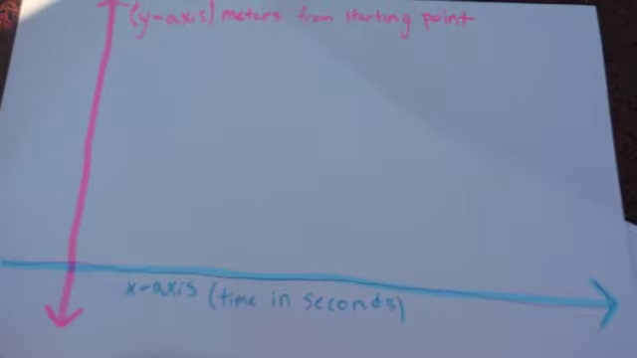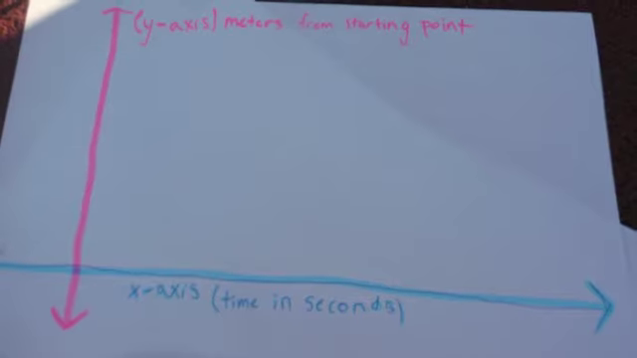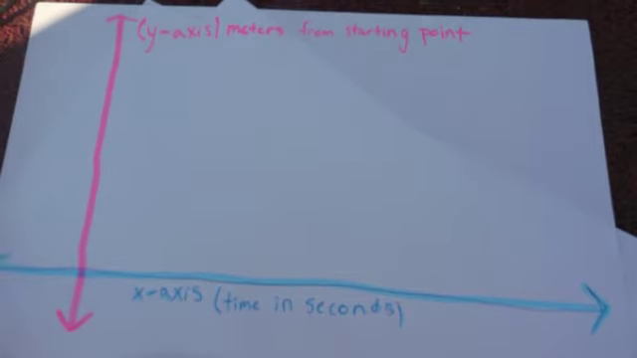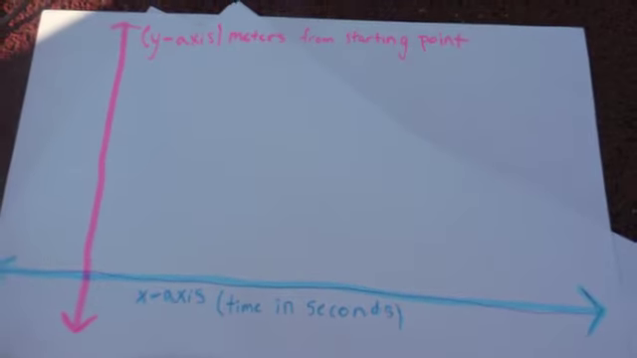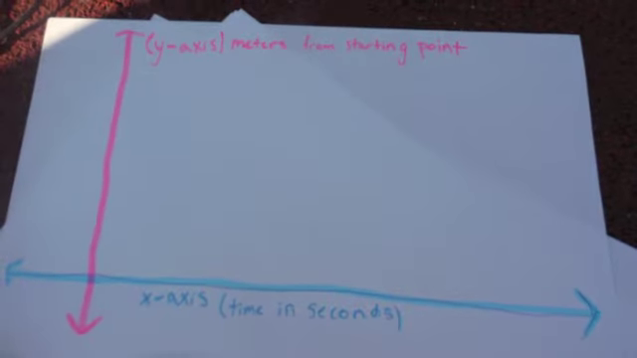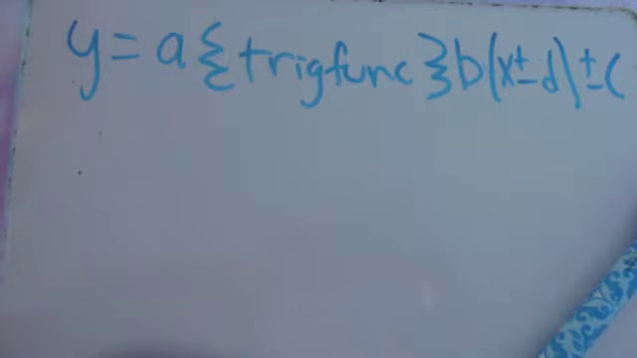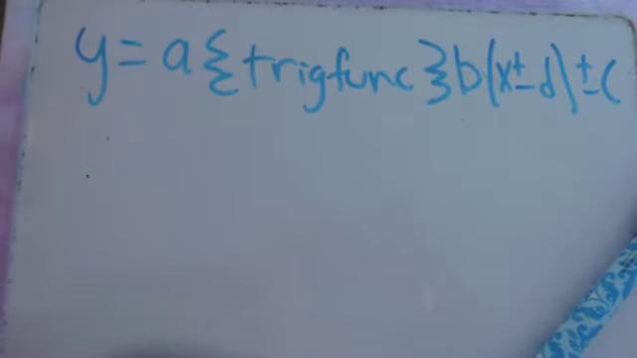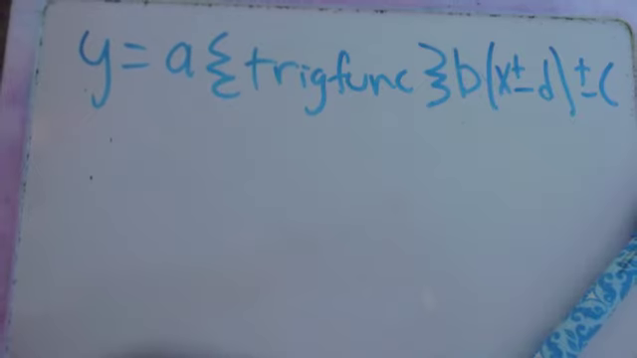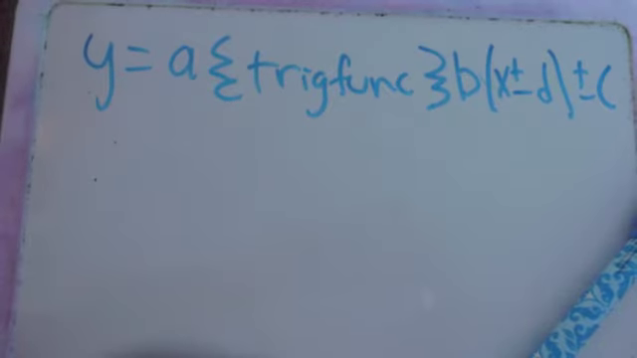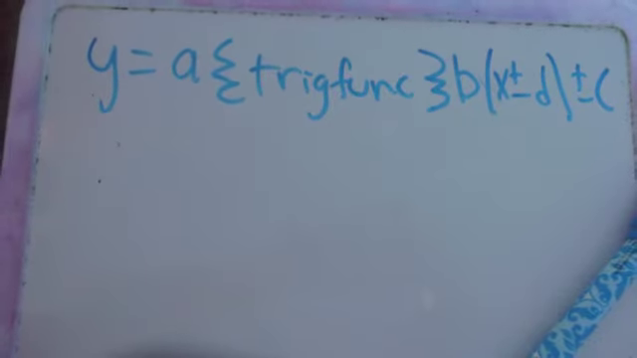The y-axis represents the meters we are from the starting point to where we are running on the track. The x-axis represents the time that has elapsed. The standard equation for a trig function is y equals a times the trig function times b times x plus d, plus or minus c.